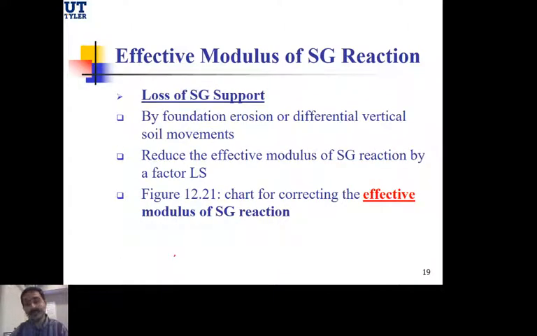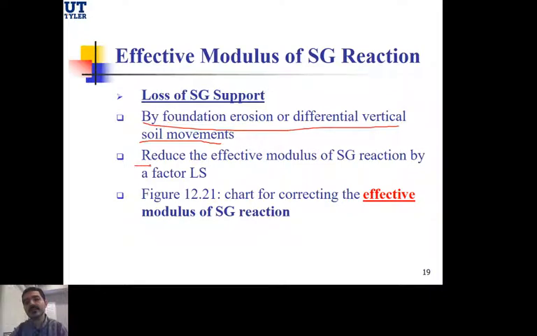The last correction, I promise, the last correction that we're gonna go through for the K value is the loss of support. This happens because of foundation erosion or differential vertical soil movement. It may affect the strength of the soil, if the soil can be eroded, if it has lots of fine materials compared to granular materials or gravel materials. Therefore, we need to account for this.